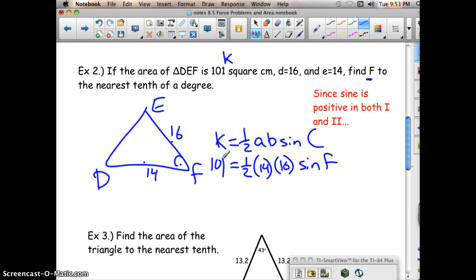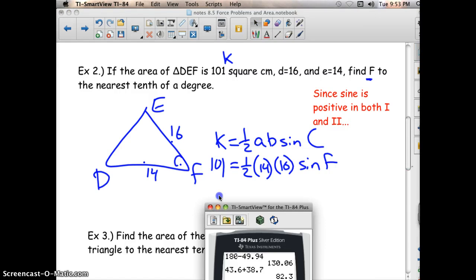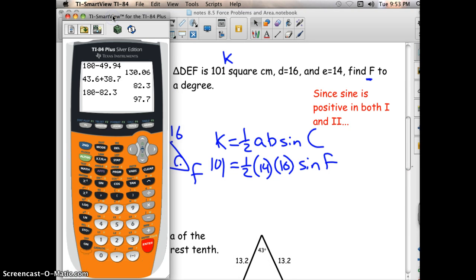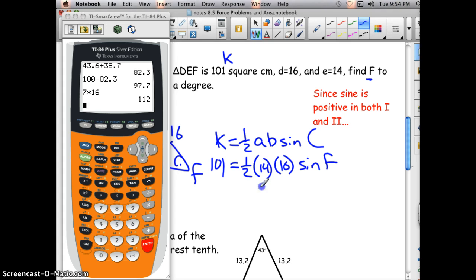There we go. So I'm going to have 1/2 of 14 times 16. Well, 1/2 of 14 is 7, times 16, and I get 112. So I have 112 sine F equal to 101.